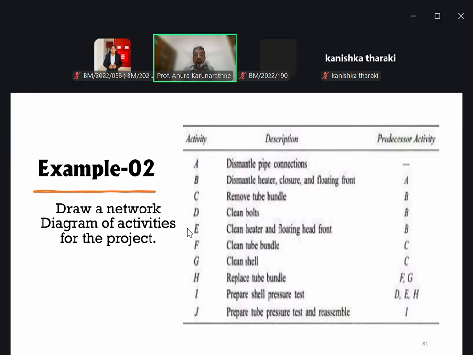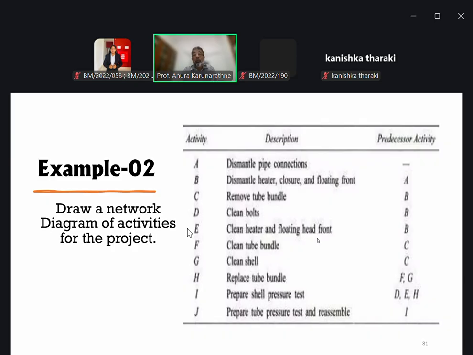Now you can see the second example, right? Second example. So how to draw it? Again, you can start from A, right? A has no immediate predecessor. So then we can start from A. Then we can go for B, right? B we can start after completing A. But if you go to C, D, and E, these three we can start from B, right?